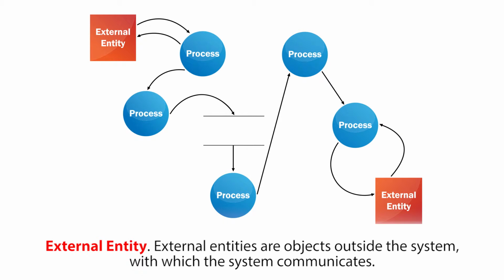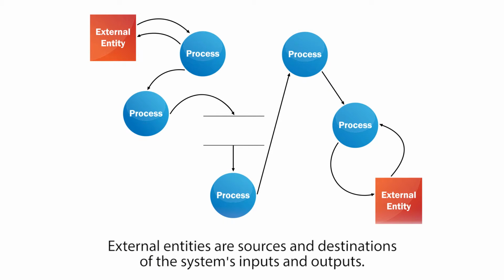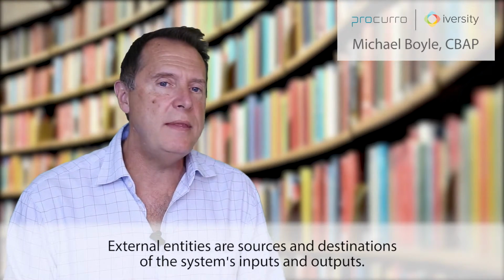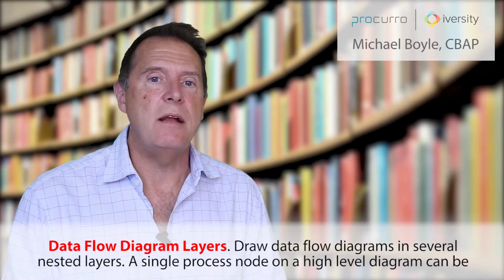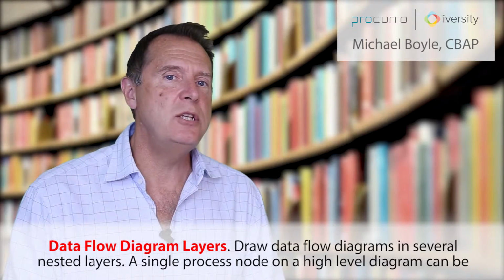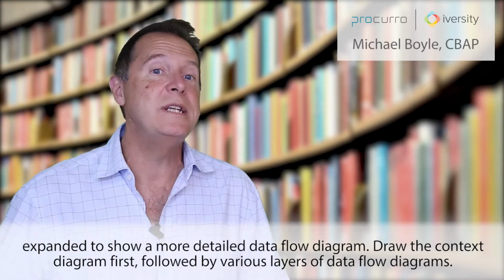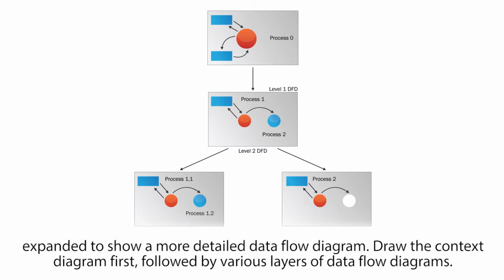External entity. External entities are objects outside the system with which the system communicates. External entities are sources and destinations of the system's inputs and outputs. Data flow diagram layers. Draw data flow diagrams in several nested layers. A single process node on a high-level diagram can be expanded to show a more detailed data flow diagram. Draw the context diagram first, followed by various layers of data flow diagrams.